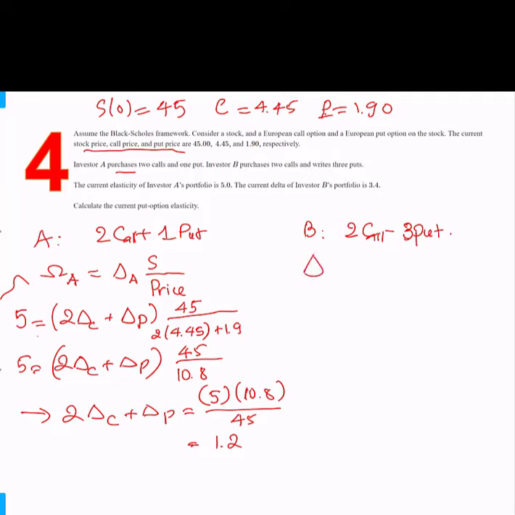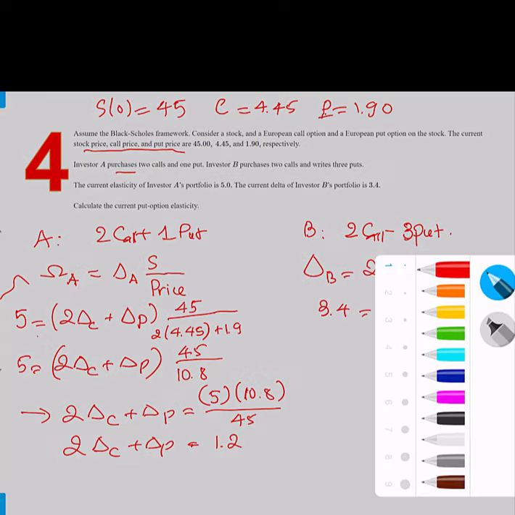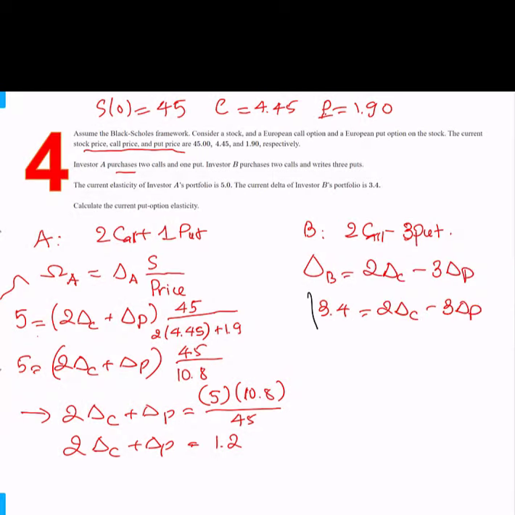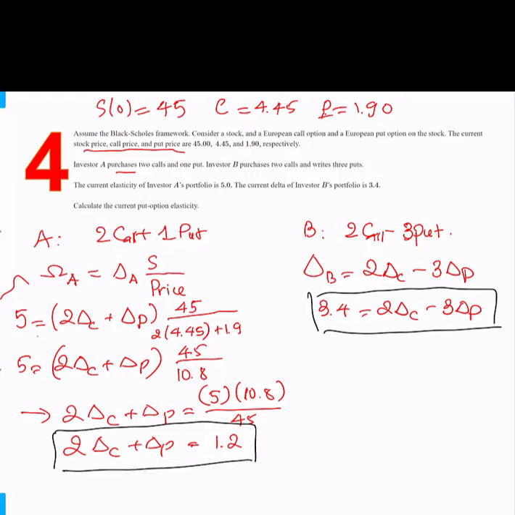So this is one equation, right? And for investor B, delta B is 3.4. We got delta B is equal to 2 delta C minus 3 delta P, and delta B is 3.4, so 3.4 is equal to 2 delta C minus 3 delta P. See that? Remember, this is another equation, right? So now we have a system of 2 linear equations. This is one, and then the second one. Solve this linear system.